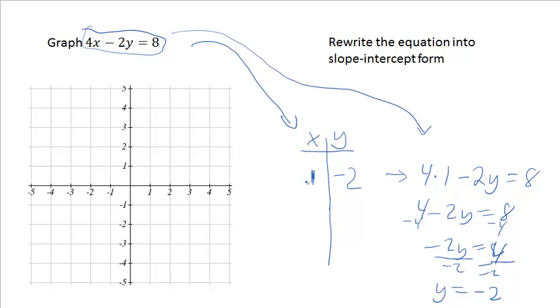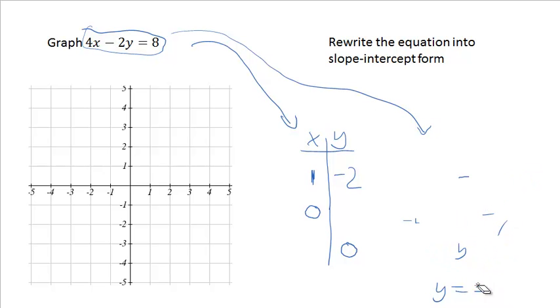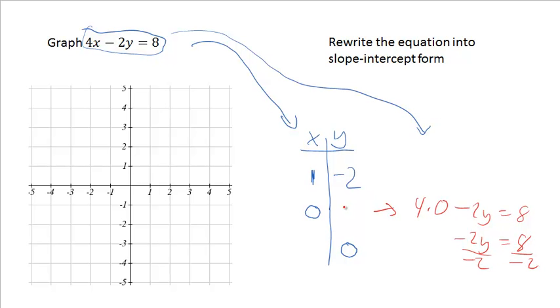And I'll give you a hint. It'd be a really good idea to try finding the point when x is 0, and maybe try finding the point when y is 0. So let's go ahead and figure these out. So when x is 0, I get 4 times 0 minus 2y equals 8. And 4 times 0 is really nice, right? Because 4 times 0 is just 0. Divide by negative 2, and I get negative 4 out as my y value.